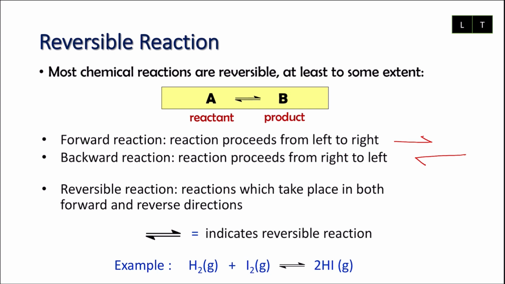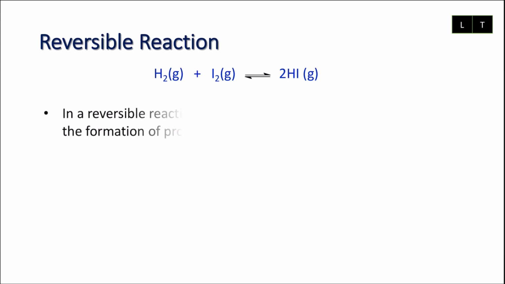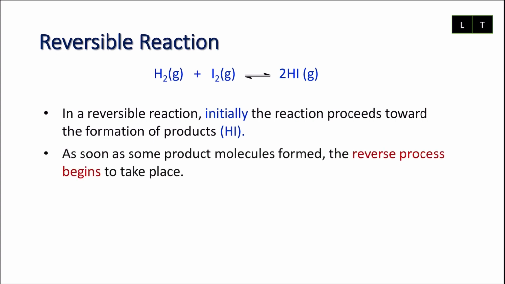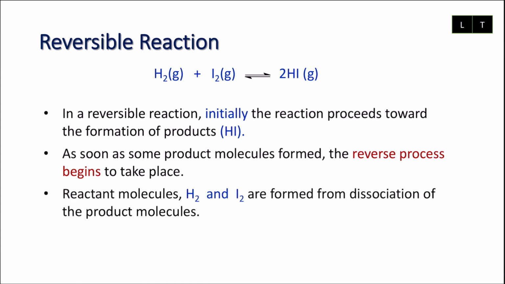Contoh, awak boleh lihat daripada this example. So macam mana reaction ni berlaku? Dalam reversible reaction, pada awalnya reaction akan proceed forward untuk menghasilkan produk, iaitu produk kita HI. But as soon as some products molecule form, the reverse process akan ambil tempat. So dia akan terus proceed di mana awak akan nampak reactant molecules H2 dan I2 terhasil daripada dissociation of HI. That's why ini untuk forward reaction, ini untuk reverse reaction.